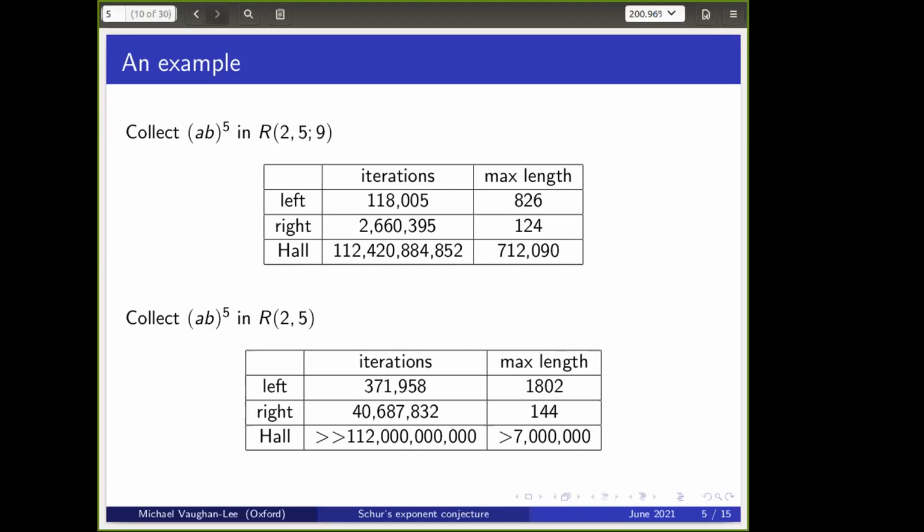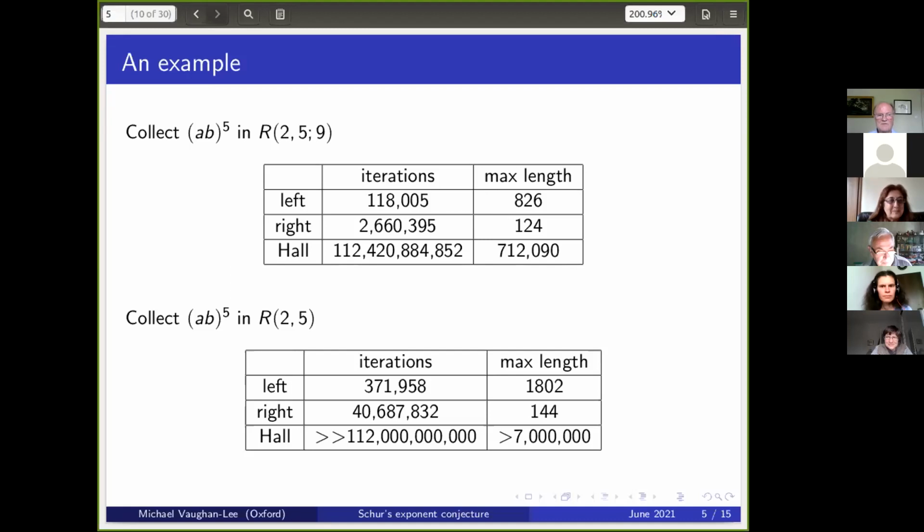If you want to collect in R259, that's the class 9 quotient of R25, so it's a class 9 group, and you collect ab to the 5th in that, you can see it takes an awful lot of iterations before you get a normal word. The time spent in collection is where all the time in computing with the p-quotient algorithm goes. If you collect from the left, it takes something like 118,000 iterations. If you collect from the right, it's over 2 million. But with Hall collection, it takes over 112 billion iterations before you get a normal word. And as I say, Ian Macdonald was trying to get the p-quotient algorithm working with Hall collection.